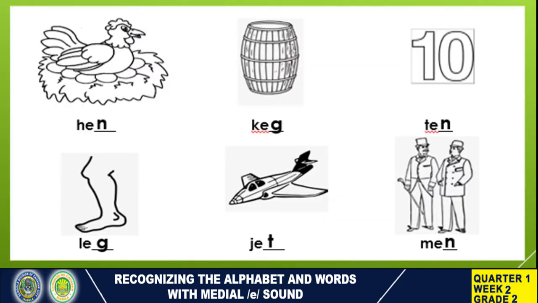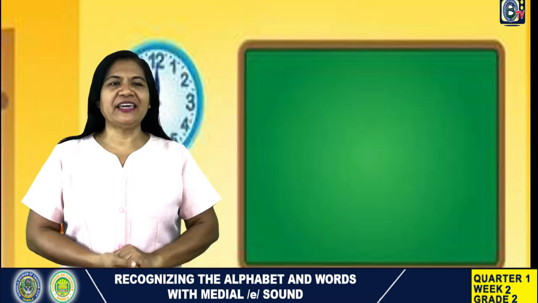Now, let's read what you have written. Start reading on the first row to the right. The words with middle E are hen, keg, ten. Now, let's also read on the second row to the right. Leg, jet, men. Good job, kids!